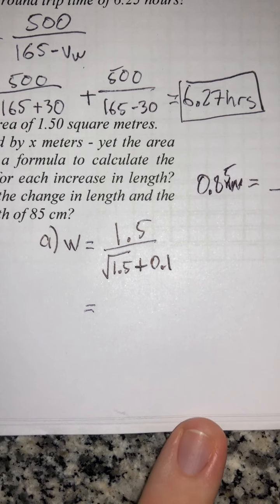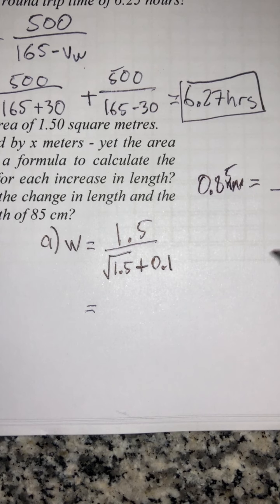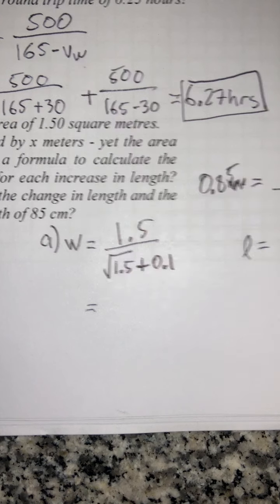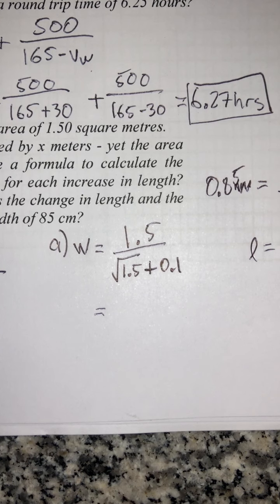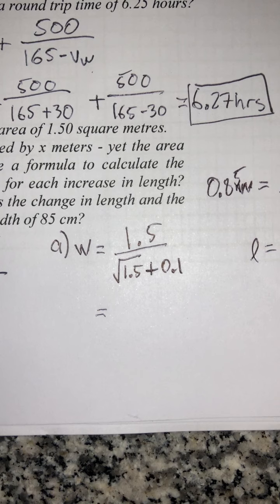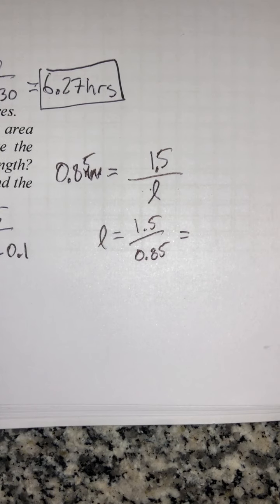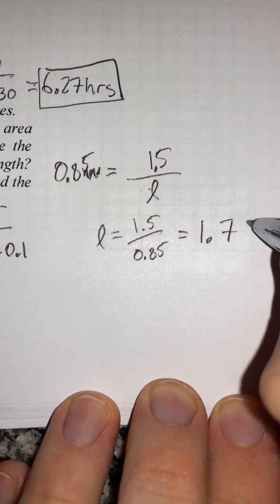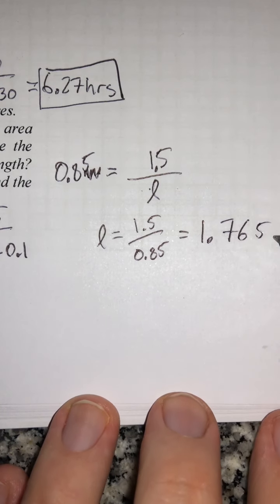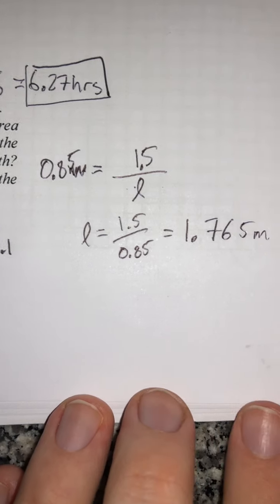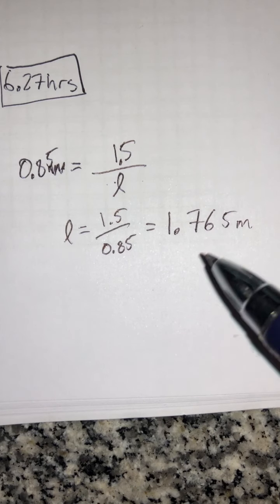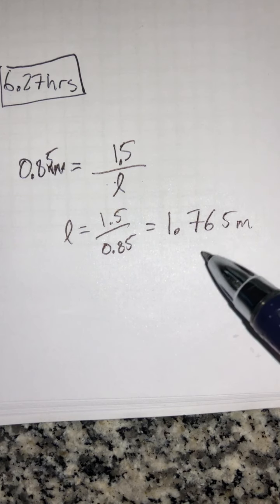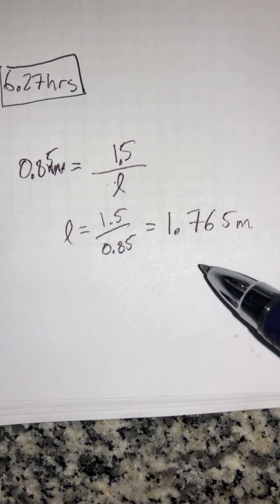And we've got the length down here. So all we're going to do, first solve for the length. So length is equal to 1.5 over 0.85. I've been doing that whole thing out of frame, I'm sorry. So 1.5 divided by 0.85. This gives us 1.765. This is meters. Now, it asks for what is the change in length. This is what the length is. I want the change in length.